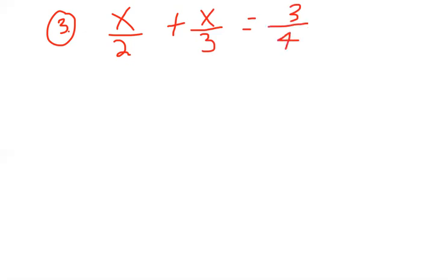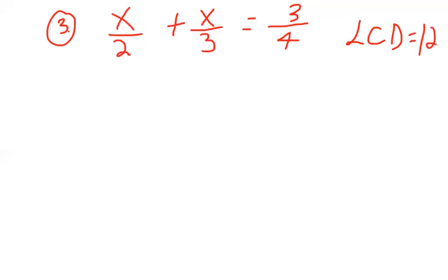The denominators are 2, 3, and 4. So you want to find the LCD between 2, 3, and 4. To find the LCD, guys, remember you're looking for that smallest number that 2, 3, and 4 can go into evenly. Some of you might say 6. Can 4 go into 6? No. Some of you might say 8. Can 3 go into 8? No. So the smallest number that all 3 of these can go into would actually be 12.